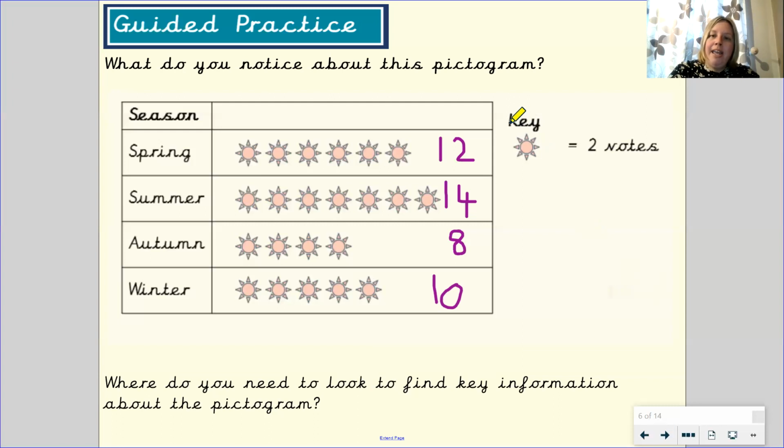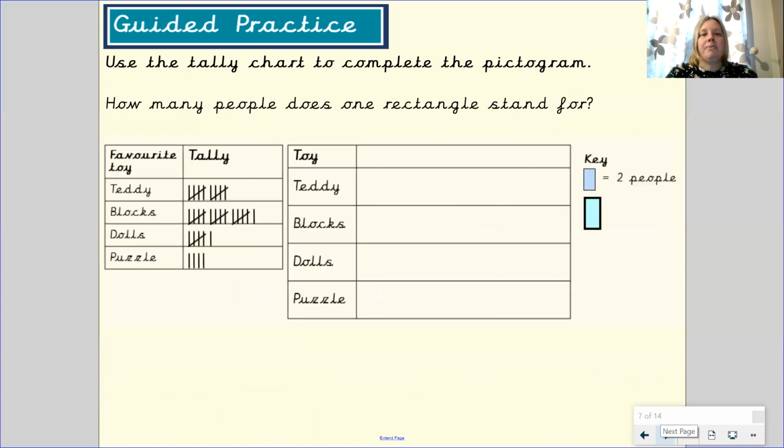That's right, we would go here to our key because our key tells me how many votes each picture is worth. So a sun was equal to 2 votes. So each picture of a sun is worth 2. So we can count in twos to find the total amount. Let's look at our next one.